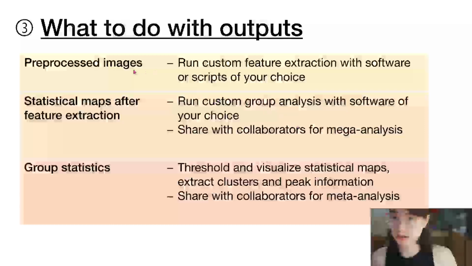And so you saw you can generate pre-processed images, and those are useful if you have your own feature extraction, your own statistical map calculation scripts or software that you want to use. You could also not run group statistics in HALFpipe and just look at the raw statistical maps for each participant, like the task contrast for each participant, and then run your own group analysis with software of your choice. And you can also share these or put them together from different datasets to do a mega analysis. And then for group statistics, you could choose to simply report the results.